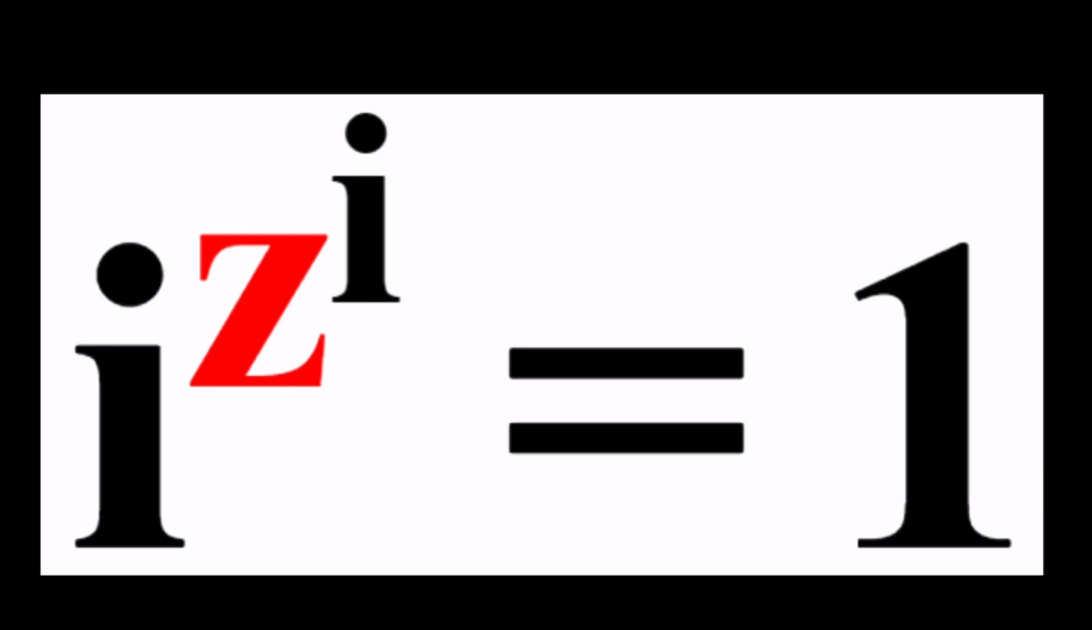Again, there's going to be some ambiguity that I'm going to be throwing in there, and hopefully we can talk about that. Great. Let's go ahead and see how we can solve this problem. I'm going to start by replacing i with its polar version.